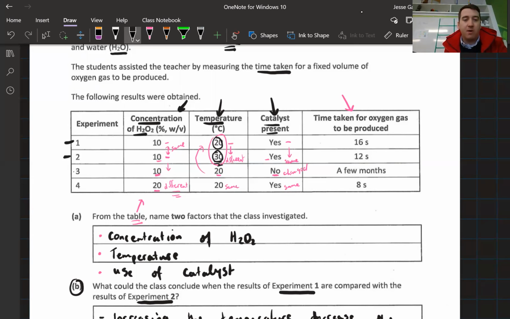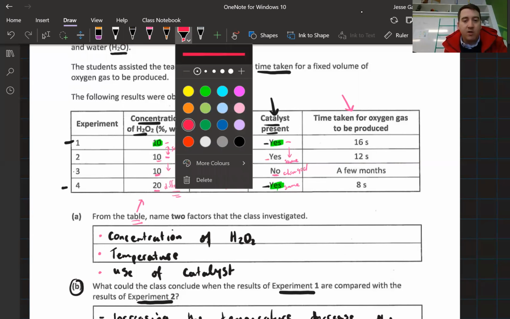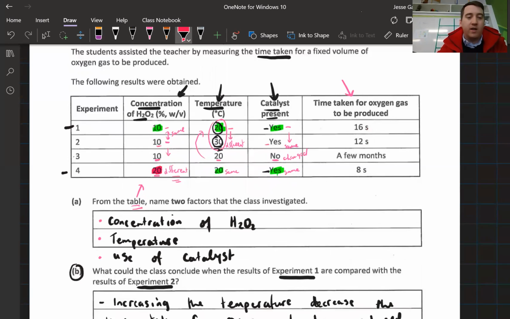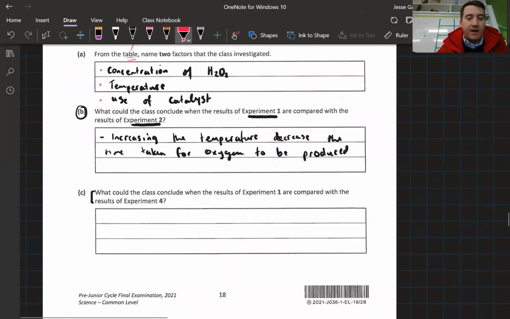Okay, what's different about experiment 1 and experiment 4 this time? Well, there's a catalyst present in both. So here we see catalyst yes and catalyst yes. The temperature is the same in both, 20 and 20. And the only difference is that the concentration of H2O2 was 10 in the first experiment, but it was 20 in the fourth experiment. How does it impact the results? Well, what are the results here? 16 seconds for the oxygen in the first experiment and only 8 seconds for the oxygen in the fourth experiment. So we're going to go and write about that now.